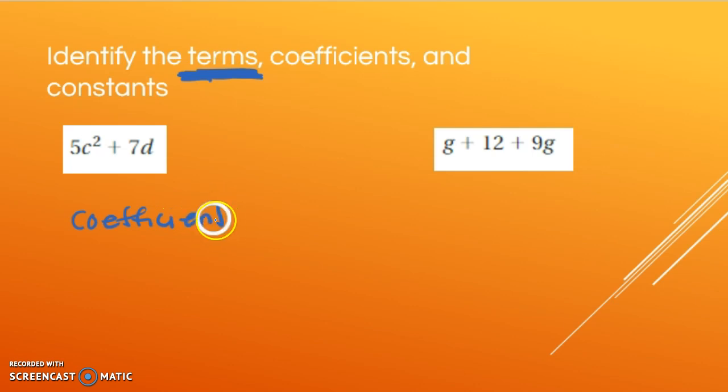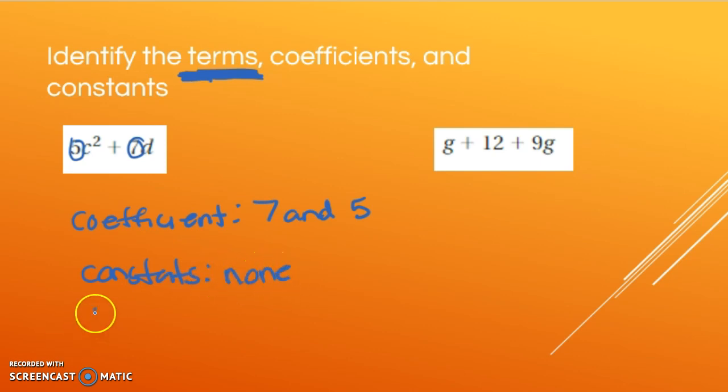So our coefficient for 5c squared plus 7d, remember our coefficient, that's just the number in front of our variables. We have 2, we have 7, and we have 5. Our constants, that's just a regular number on its own without a variable attached to it. We don't have any. And now for our terms.